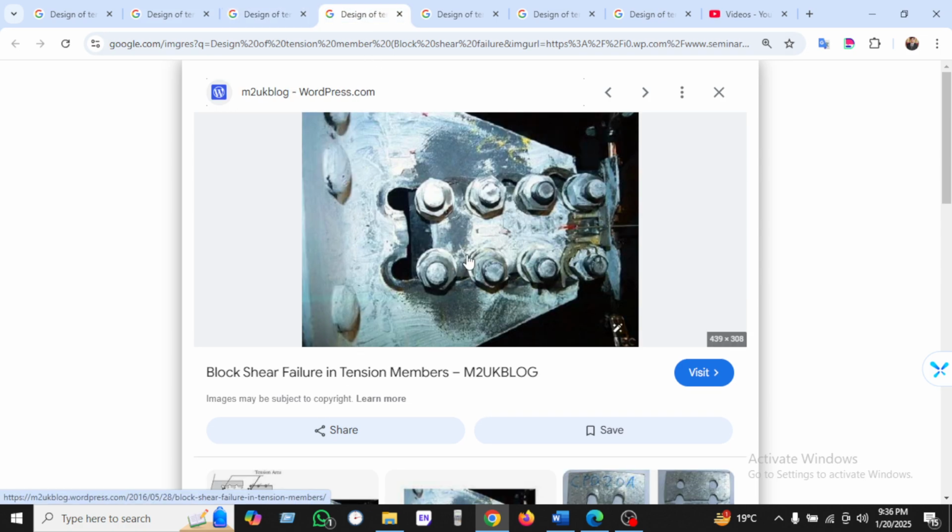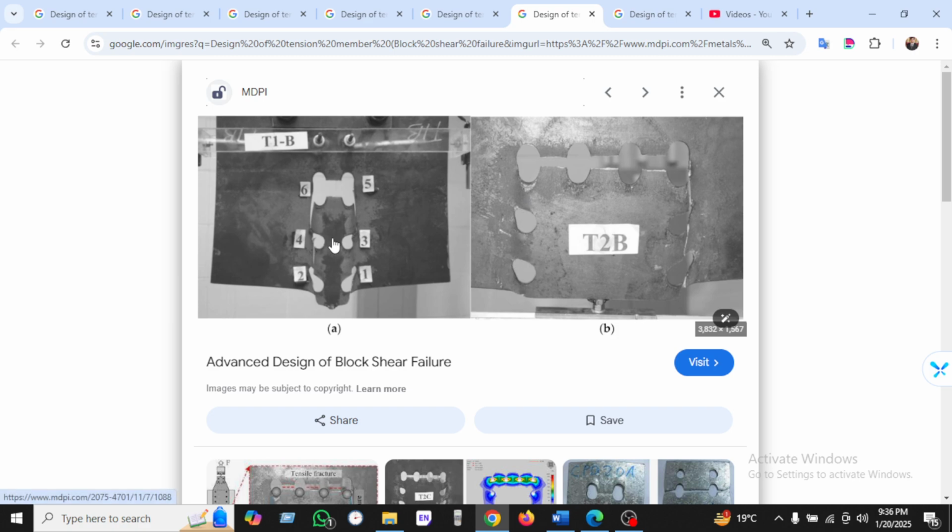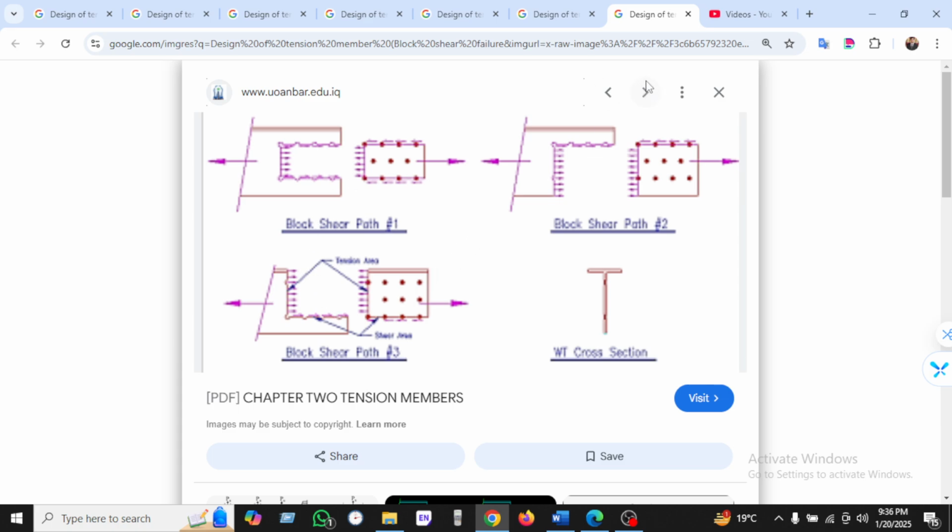This is the actual scenario in the practical field of how block shear occurs. You can see in the practical field that all the bolted region comes out when the load is applied on the structure. We can see another picture of block shear failure in practice. Okay, let's move on to our main lecture.